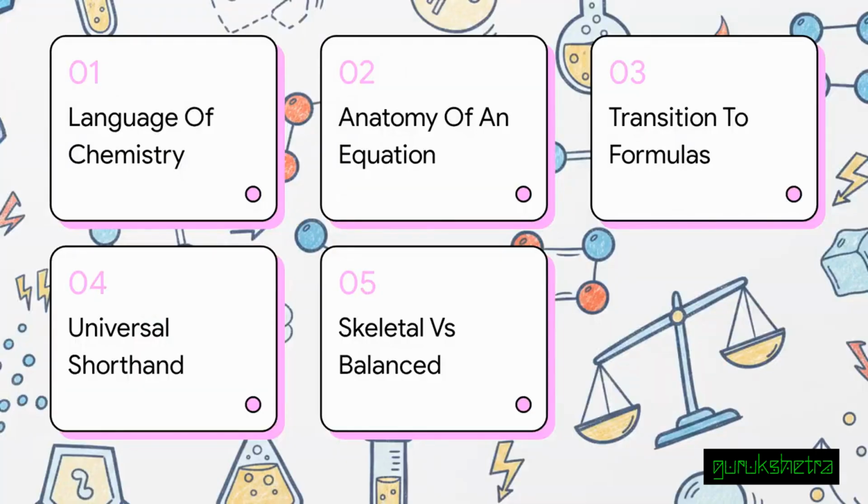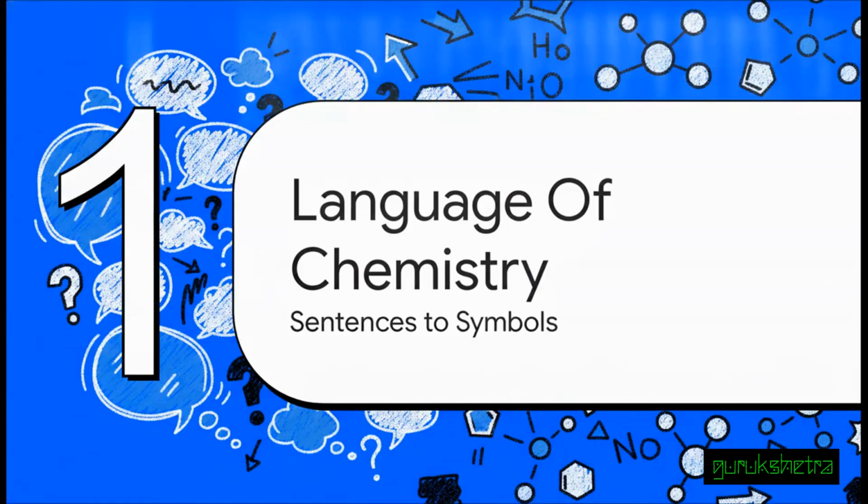So, here's our roadmap for today's explainer. First, the language of chemistry. Second, the anatomy of an equation. Third, transitioning to formulas. Fourth, the universal scientific shorthand. And finally, skeletal versus balanced equations. All right, let's jump straight into Section 1, the language of chemistry.